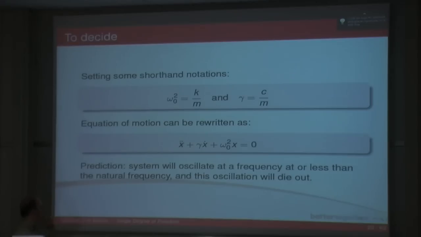That's my prediction. It makes sense that the oscillation is going to die out. Yeah? It's going to reduce in amplitude and will end up disappearing completely. That's what happens in real systems. We are aware of what will go on.